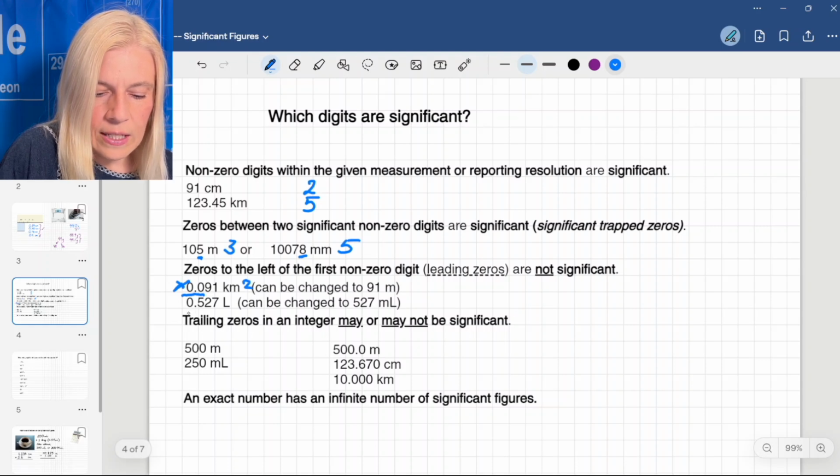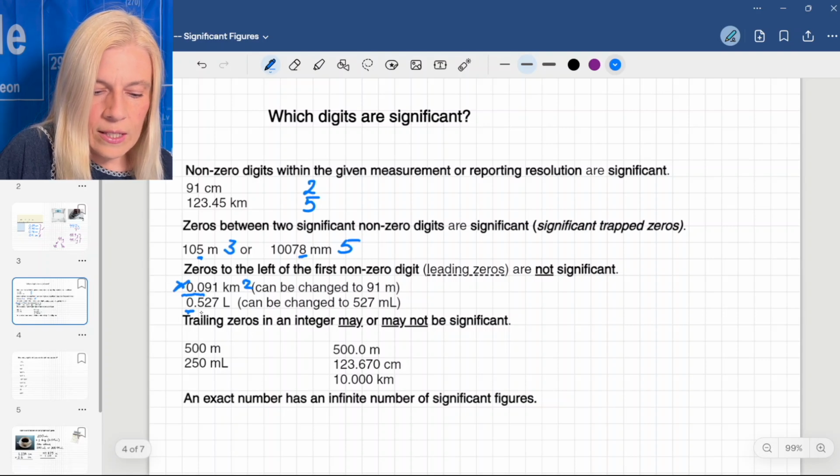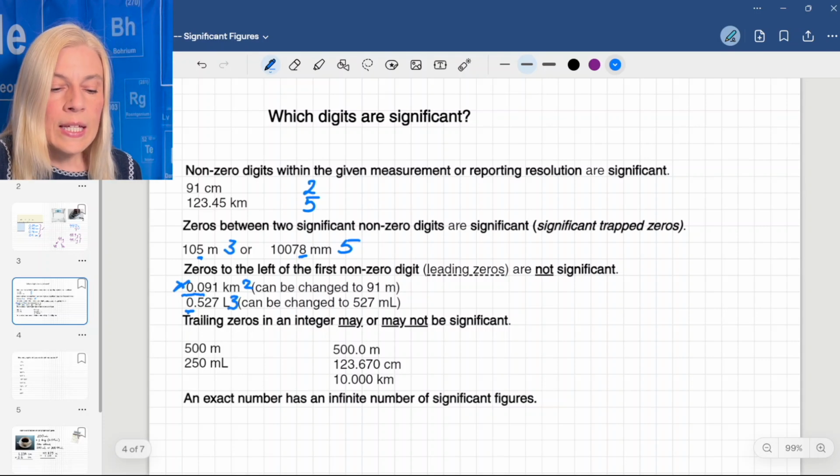The same thing is here, the 0 point. That's just a placeholder 0, so they are not significant. So the 5, 2, 7, I have 3 sig figs here, 3. Because again, I can change the 0.527 liters to 527 milliliters.